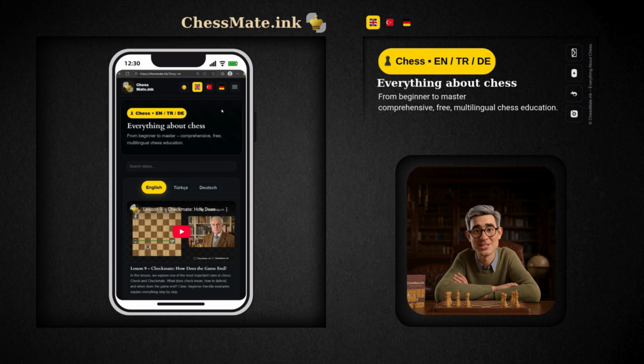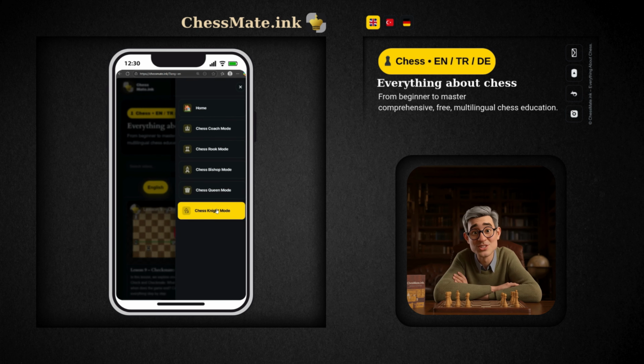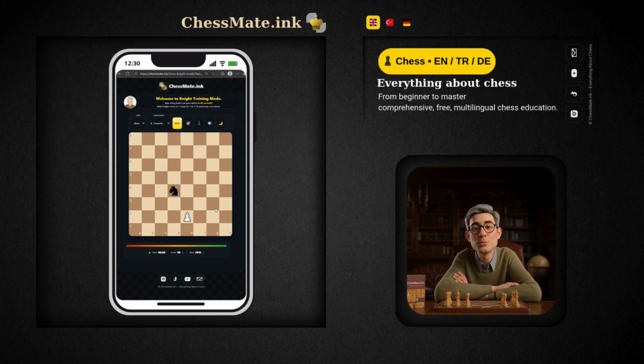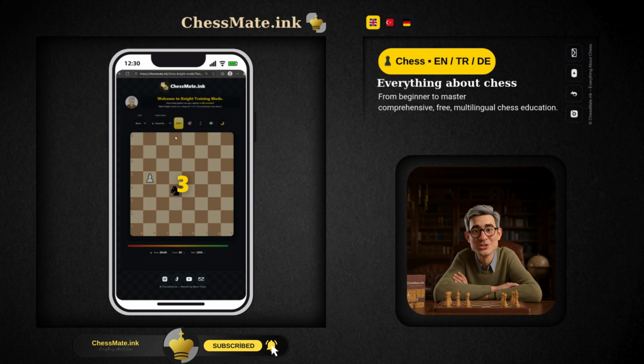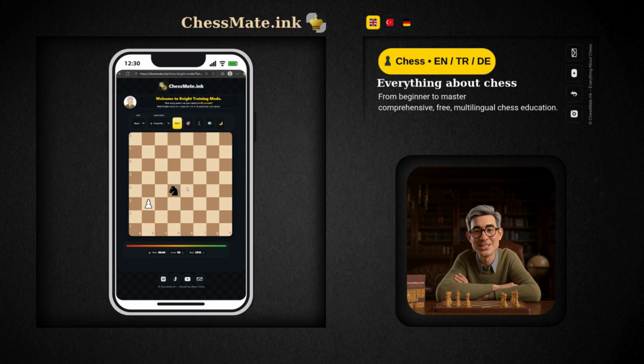Now, open the knight training mode on the ChessMate.ink website. Here, you can practice the knight's movements with time attack or 8 waves modes. You'll find the link in the description and comments. Let's choose the time attack mode and see how high a score we can get. Move your knight, capture pieces one by one, and watch it take their place.